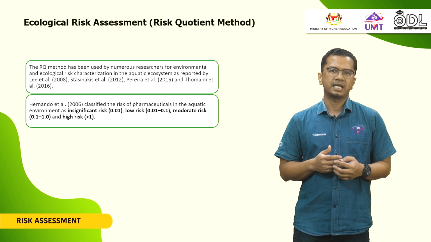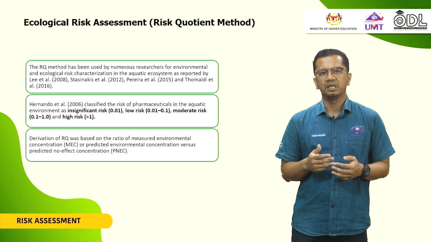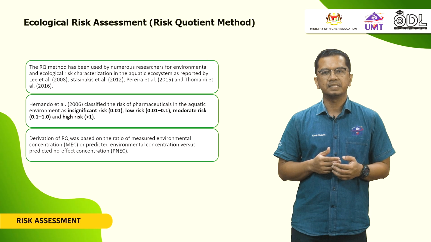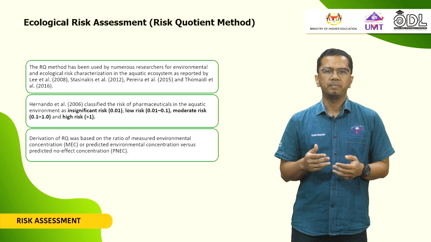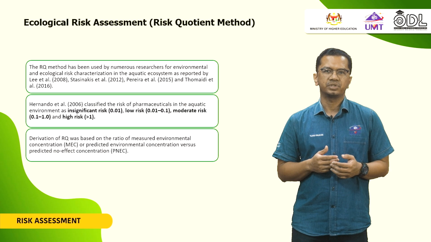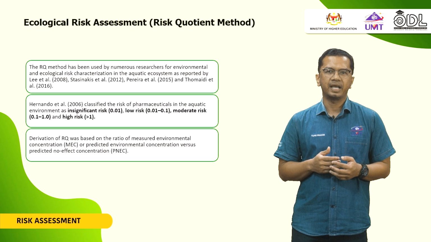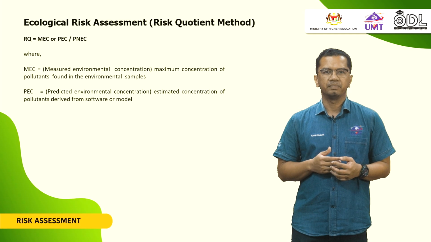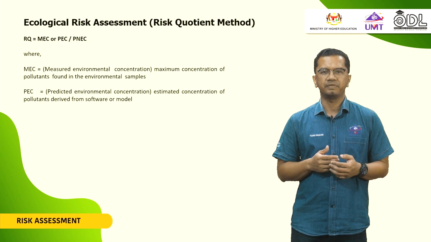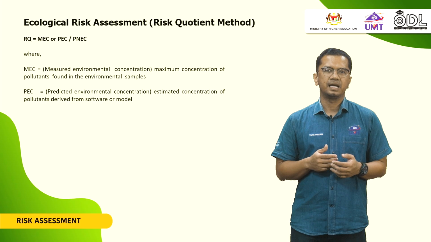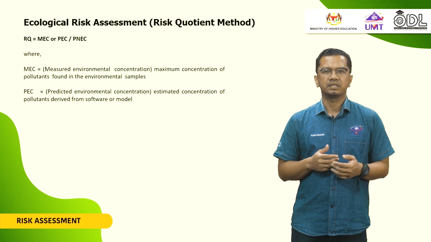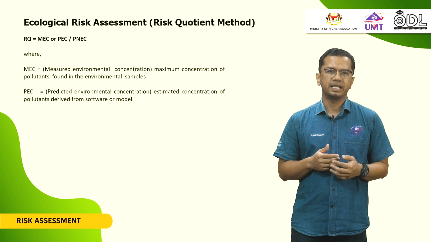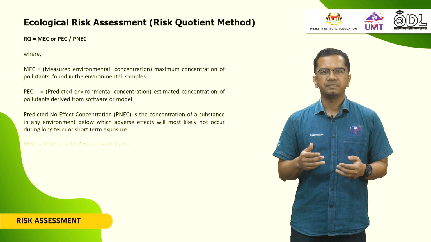The RQ is derived from a simple but powerful ratio. It compares the concentration of pollutants in the environment, either measured or predicted, to a safe threshold known as the predicted no-effect concentration. But where does the PNEC value come from? It is itself a calculated value. We take toxicity data like the LC50, which is the concentration lethal to 50% of test organisms, and divide it by an assessment factor. This factor is crucial.